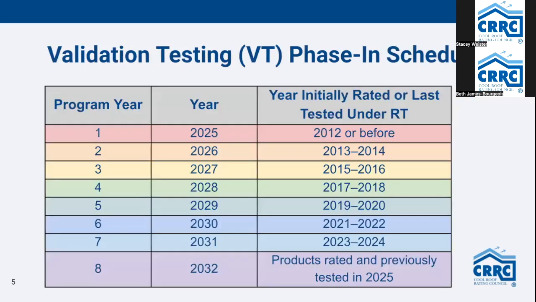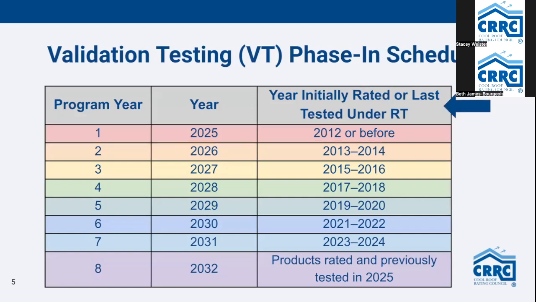This table displays the phase-in schedule of when a product will be due for validation testing. On the left, we have the program year. So the first VT program year is in 2025. The products that will go through validation testing that year are those that were initially rated or last tested under random testing in 2012 or before.